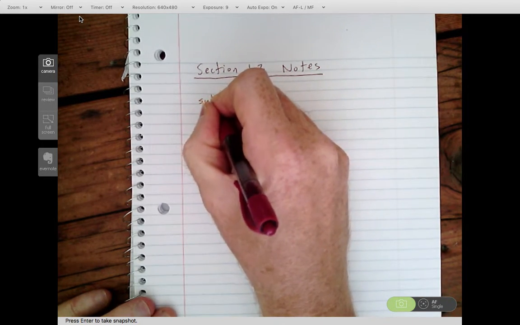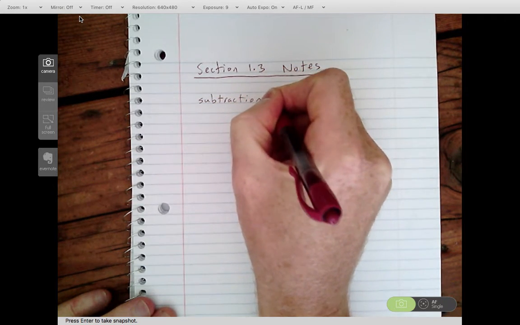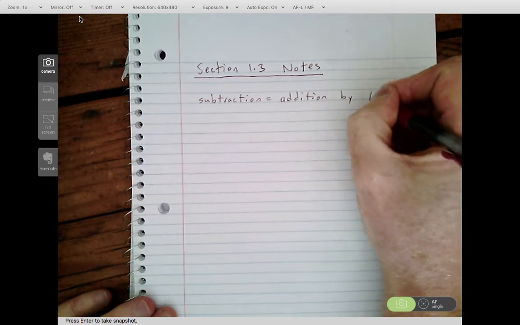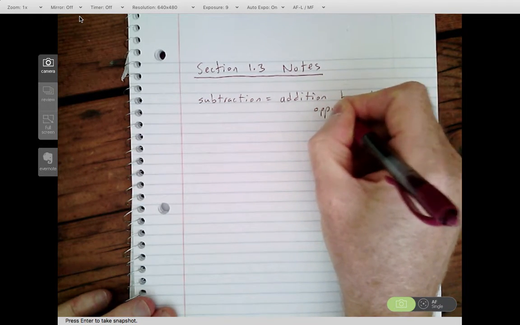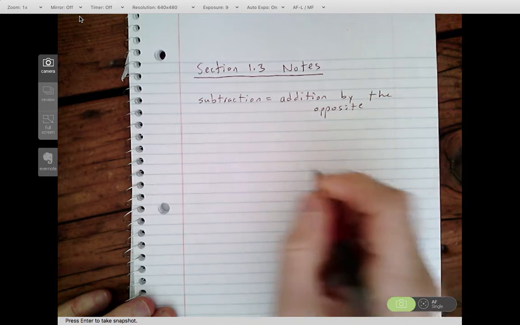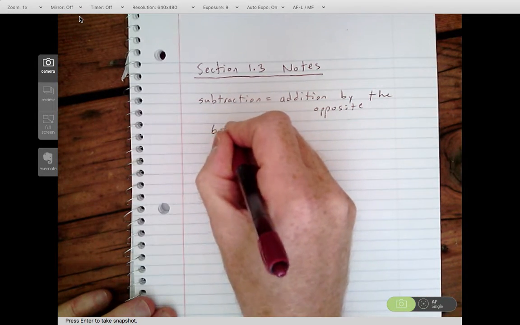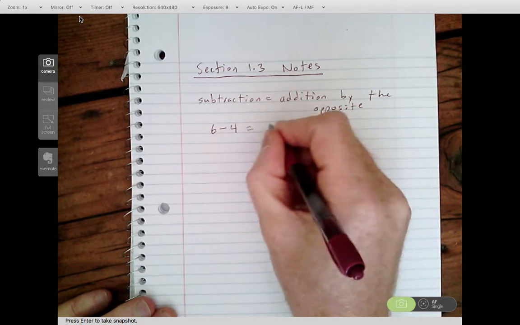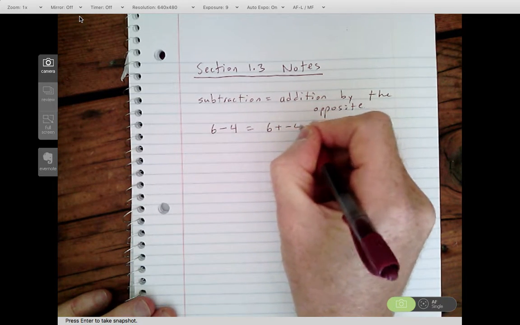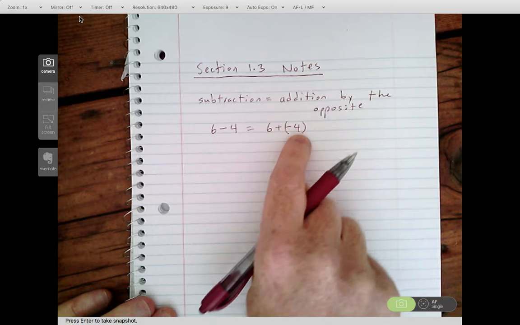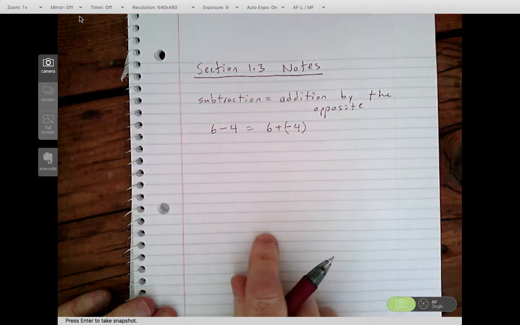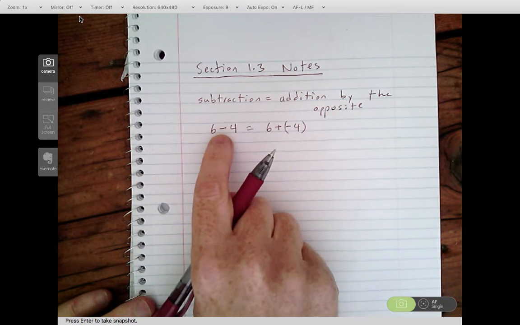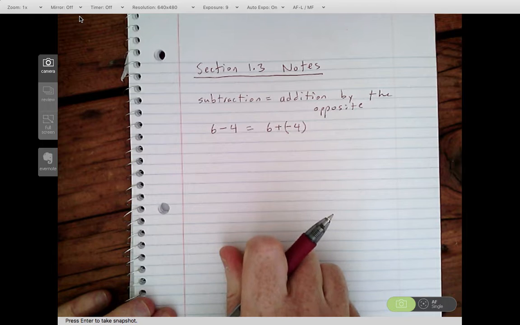And subtraction, its real definition is addition by the opposite. So what we do usually is if we're doing, say, 6 take away 4, instead of writing what's really going on, which is 6 plus negative 4, we write it the short way. Again, the parentheses are just there to separate the addition and the negative sign to make it look a little nicer. So subtraction means addition by the opposite. We write it like this usually so we don't have to write all that.